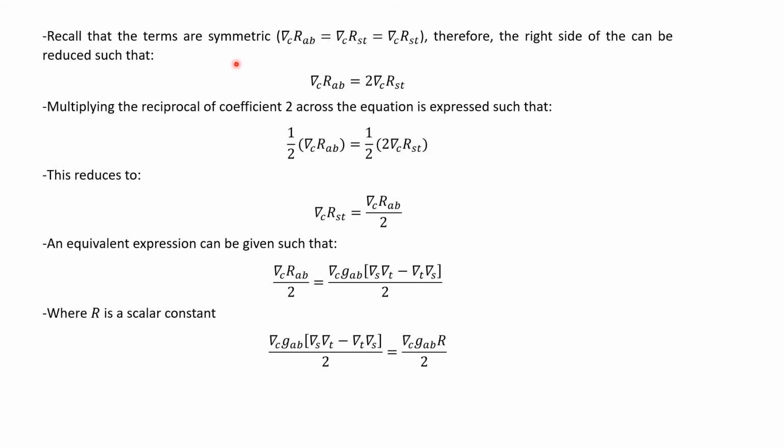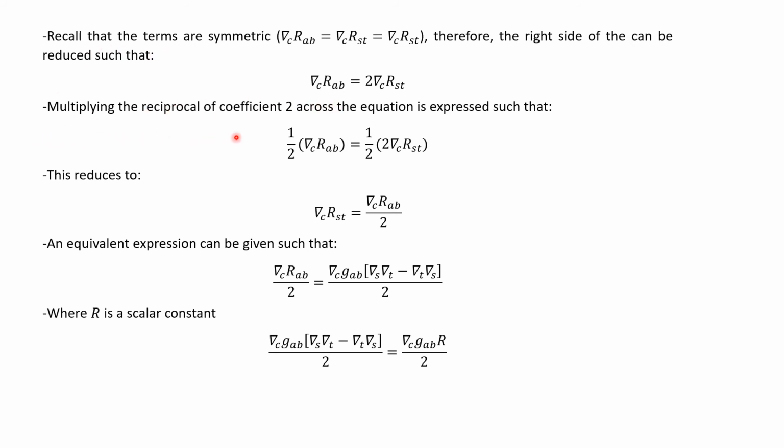Recall that the terms are symmetric along each degree of freedom or axis, as we see here. As we mentioned earlier, symmetry is integral to the derivation of the equation. Therefore, the right side of the equation can be reduced as shown here. Due to symmetry, these two are the same when you add them across, so it's 2 times this expression, which equals that, so you can rewind and take a look at that.